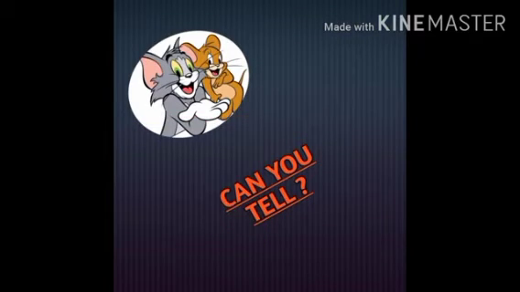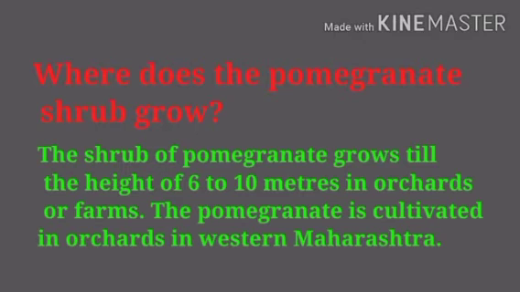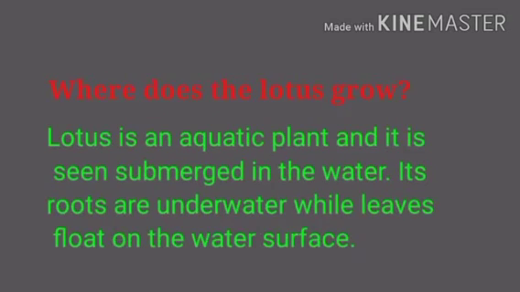Can you tell where the pomegranate shrub grows? The shrub of pomegranate grows to a height of 6 to 10 meters in orchards or farms. The pomegranate is cultivated in orchards in western Maharashtra. Where does the lotus grow? Lotus is an aquatic plant and it is seen submerged in the water. Its roots are underwater while leaves float on the water surface.